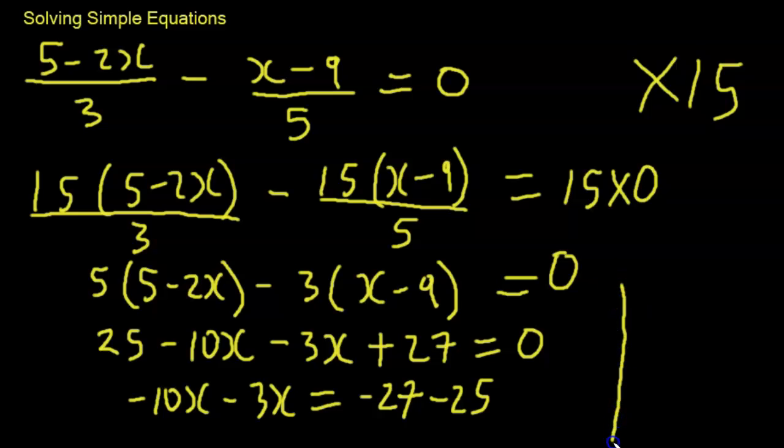Let me continue. Running out of space here. So minus 10 minus 3, I don't keep the sign. That's minus 13, right? So minus 13x. And here minus 27 minus 25, that's minus 54.